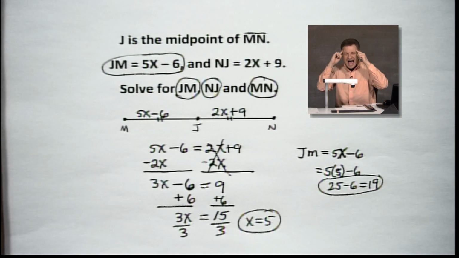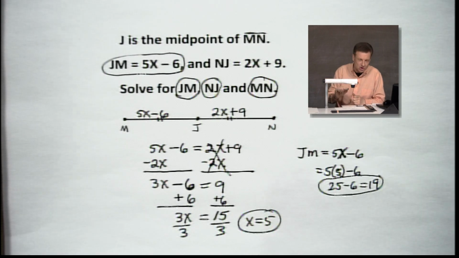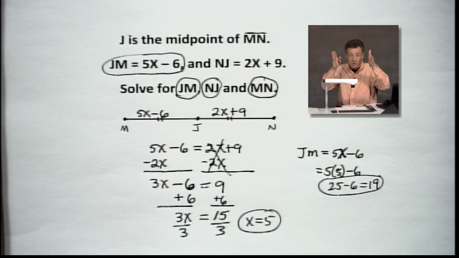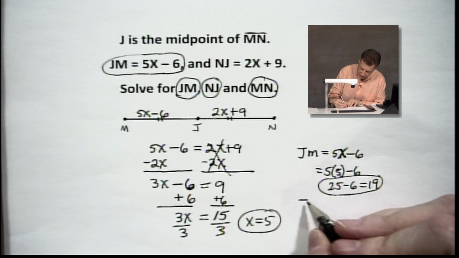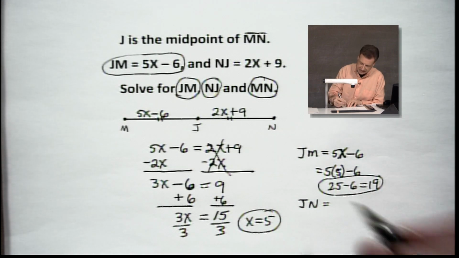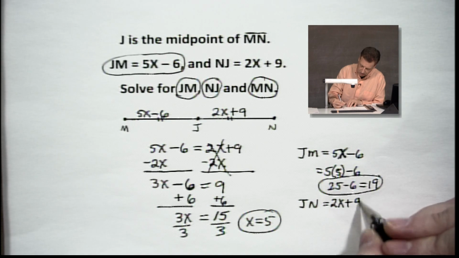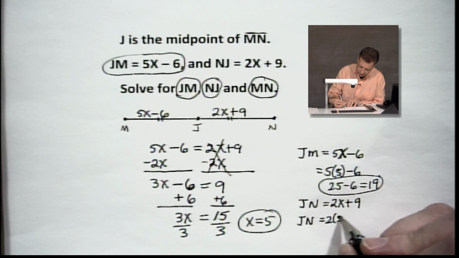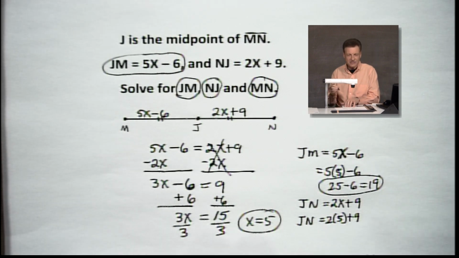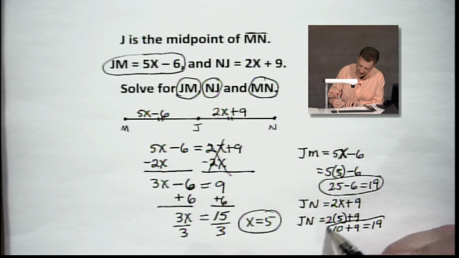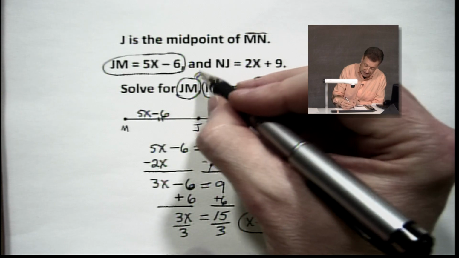Now, I trust our work, but I still want to make sure. So let's go for NJ, because we know it should be 19, right? That's what we're looking for. Everybody got it? So let's see if it worked. So JN or NJ, either way. We've got 2x plus 9. Put your 5 in there. Oh my goodness, I like the look of this one. Looks like 10 plus 9. 19 again. So we've got 19.